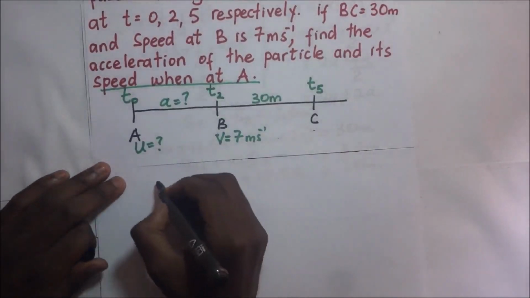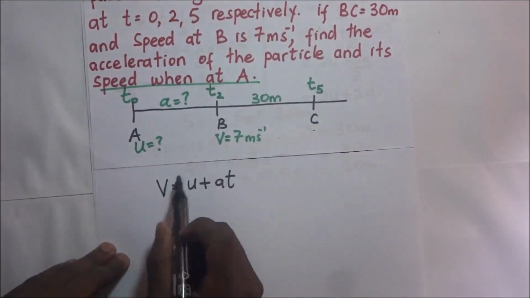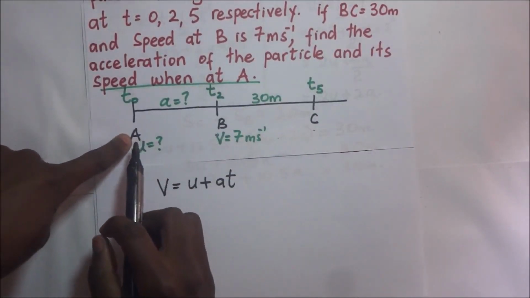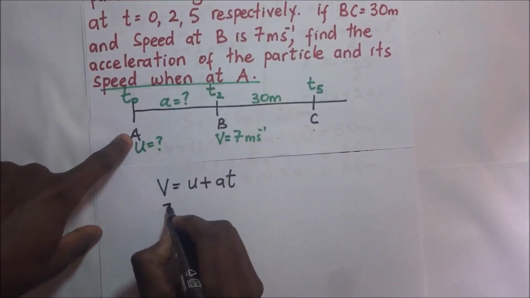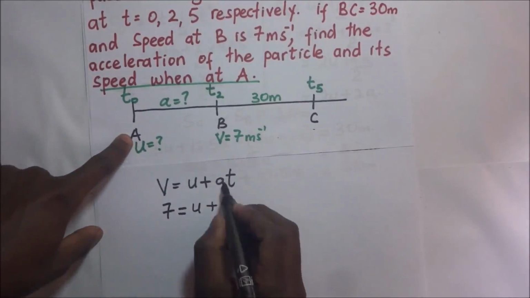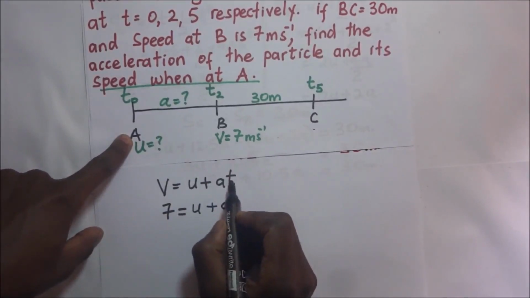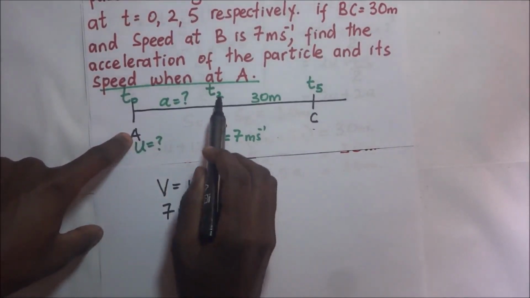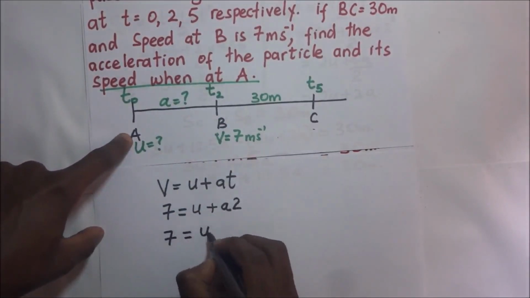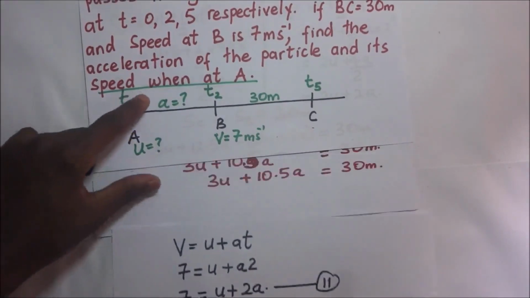So getting ours, we know that V is going to be equal to U plus AT. And we know that our final velocity, if you are to consider motion from A to B only, it means if the particle is traveling from A to B, B would be the final velocity, which is 7, and that is going to be equal to the initial velocity, U, which is the velocity at A, which we do not know, plus the acceleration, which we do not know, A, multiplied by the time it takes to move from A to B. The time is 2 seconds, which is times 2. So we end up with 7 being equal to U plus 2A. So we have our second equation. Our first equation was this one.